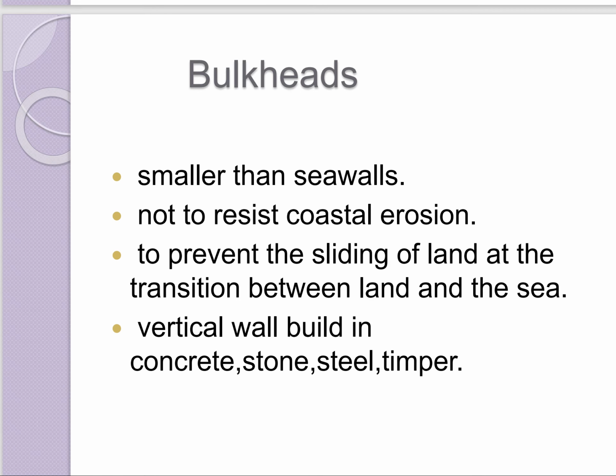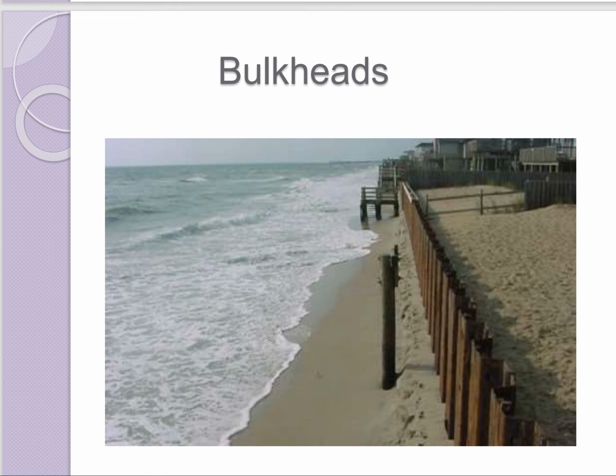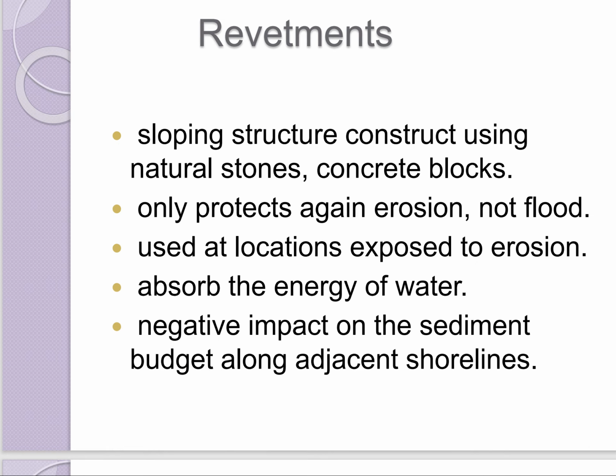So the next structure that is used for the protection of coastline is bulkheads, which is smaller than sea walls. It is not to resist coastal erosion but to prevent the sliding of the land at the transition between land and the sea. It is a vertical wall built in concrete, stone, steel or timber. So you can see the bulkheads in this picture. It is a separation between the land and water which cannot prevent the erosion much, but it can obviously prevent the damage due to the sliding of the land.